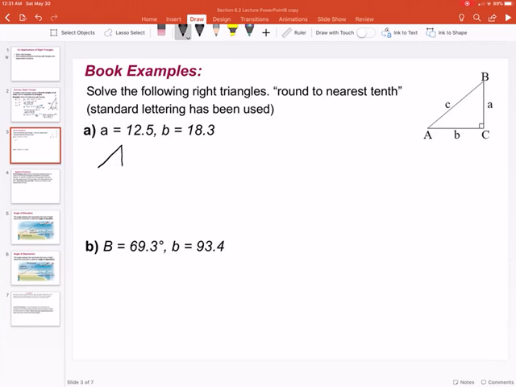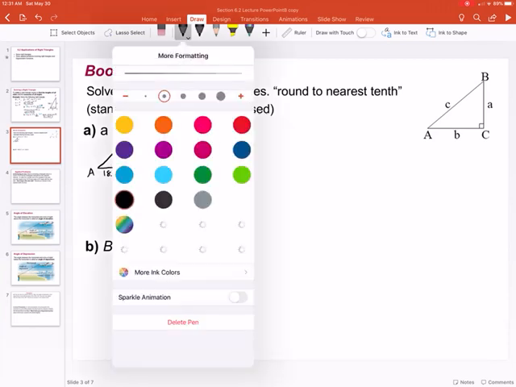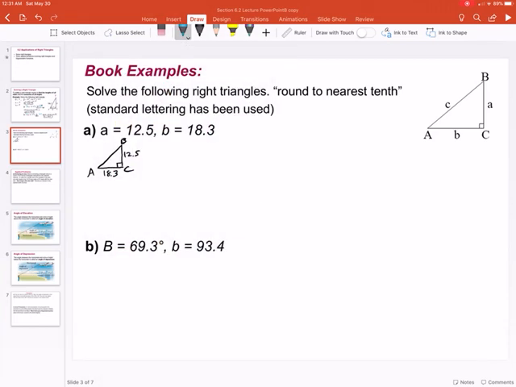Let's go ahead and draw a quick picture of what we're given here. So again, we got angle A, angle B, angle C. Side A, again, 12.5 units. Side B, 18.3. So we're given the two legs of a right triangle. What we don't know, I'll put in blue. We don't know the hypotenuse, which is side C, and we don't know angles A and B. So that's what we got to get. We got to find out what angle A is equal to, what angle B is equal to, and side C is equal to. All right.